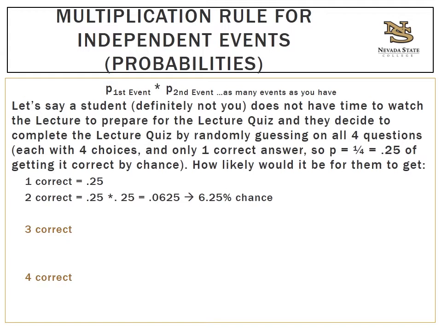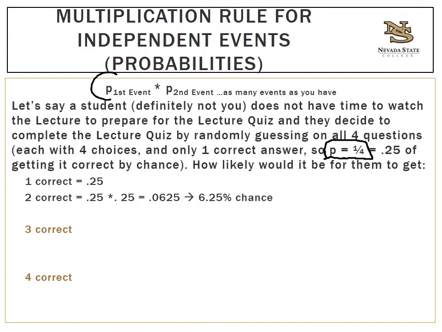So now let's take a look at a problem that's definitely relevant for you, regardless of your business experience. So let's say that a student, definitely not you because you're watching this right now, does not have time to watch the lecture to prepare for the lecture quiz, and they just wing it. They just complete the lecture quiz by randomly guessing on all 4 questions. And let's say that for this particular lecture quiz, each question only has 4 choices, A, B, C, or D, and there's only 1 correct answer for each. So if we're talking about the P of the first event, or the probability of getting 1 correct, that would be a 1 in 4 chance if we were just looking at one problem at a time.